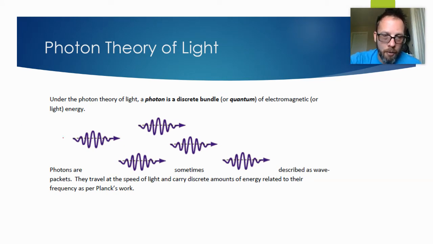When I transferred my note over to a PDF, it looks like it got a little messed up there, but you can still read it. Photons are sometimes described as wave packets. If you take some quantum mechanics in university, after studying some calculus and statistics, you'll be able to mathematically represent these little wave packets. But for now, that's a bit beyond the scope of this course. What you need to know now is that these little wave packets we call a photon travel at the speed of light, and they carry discrete amounts of energy related to their frequency, as related to Planck's work. And this is kind of the grand finale of that.